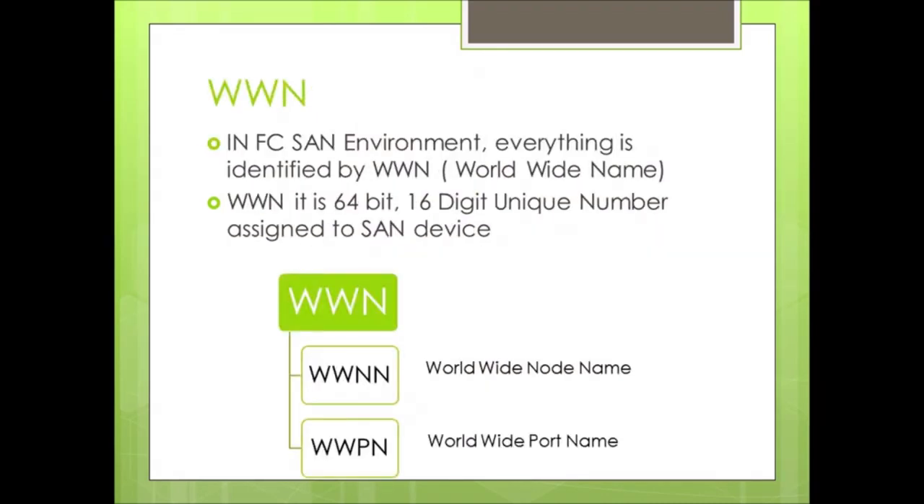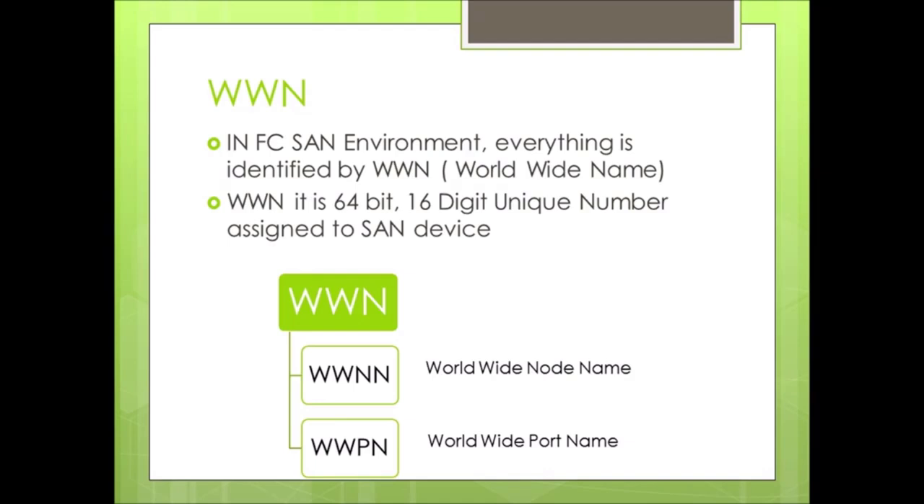In a SAN environment, everything is identified by a WWN number. WWN stands for worldwide name. A simple definition of the WWN is that it is a 64-bit, 16-digit unique number assigned to the SAN device. Whenever we purchase any SAN device, any storage box or any SAN switch, we get a WWN number assigned to it. In WWN also, there are two subtypes available.